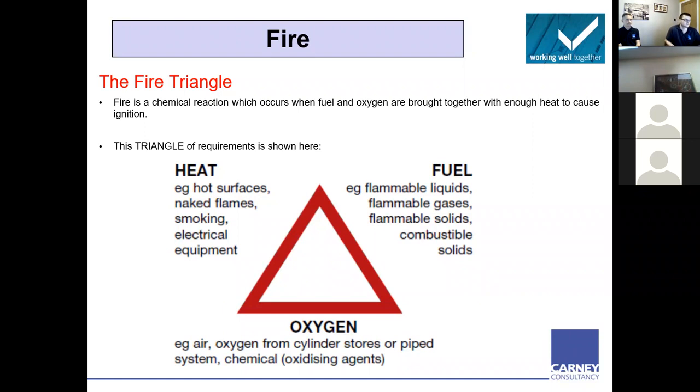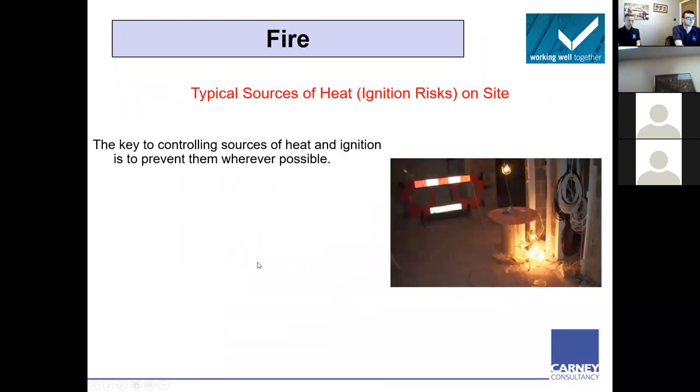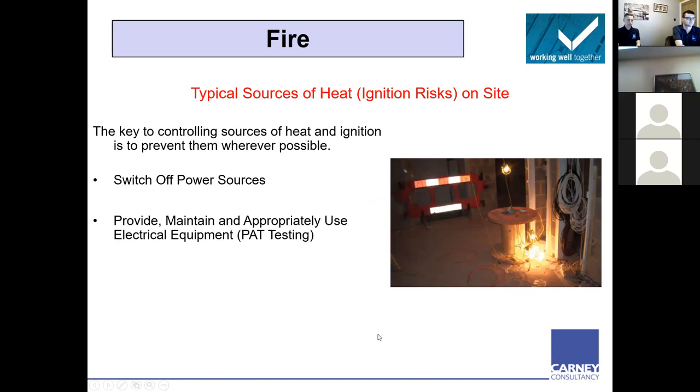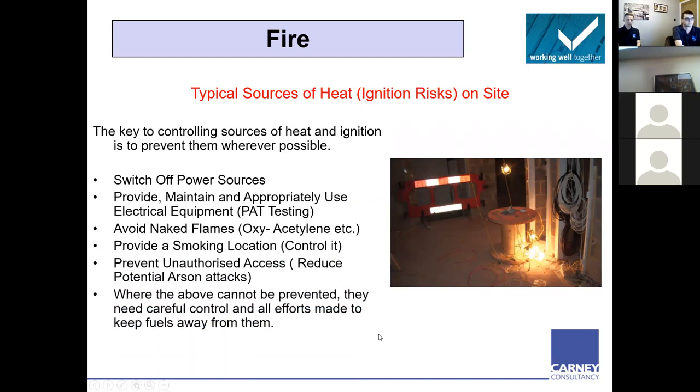Final section is oxygen. Generally you can't remove it, because if you do remove it, you're going to have other problems. However, you could have oxygen stores, pipe systems, chemicals in some refurbishment projects. However, it is fairly rare. So what can we do to reduce the heat and the fuel sources on site?